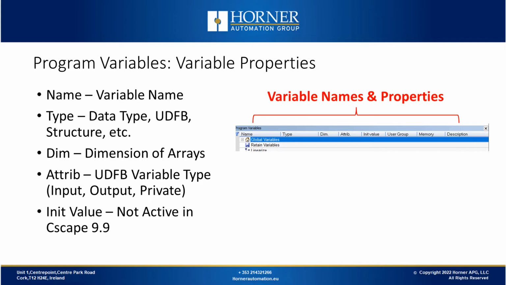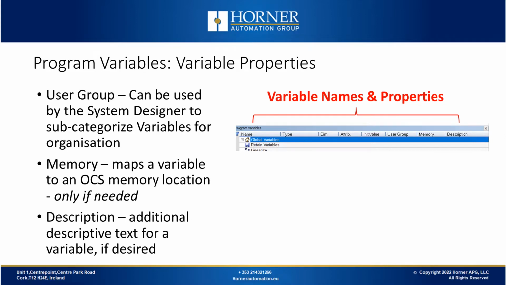Next, you have the attribute column. That column is only really used with UDFBs. Any variables that are input variables, output variables, or private variables for your UDFB will show up in the attribute column. There's another column called initial value, but in Cscape 9.9 that's not functional. If you're using IEC 61131 language, you do have an active column for initial value, but it's not active with Cscape 9.9 and variable-based advanced ladder.